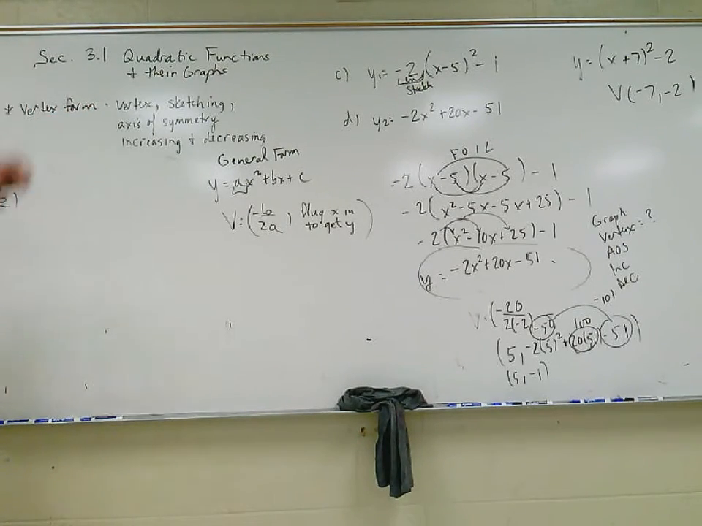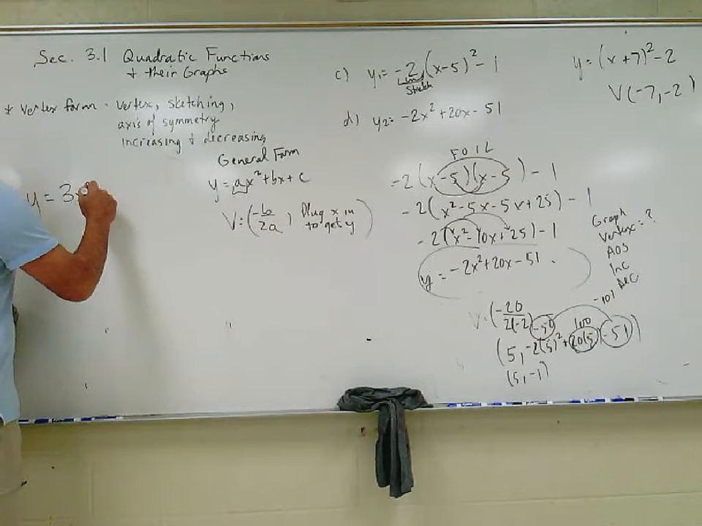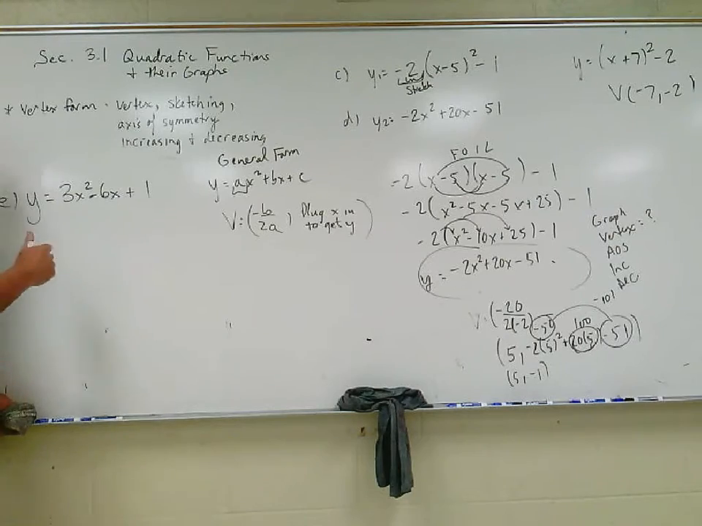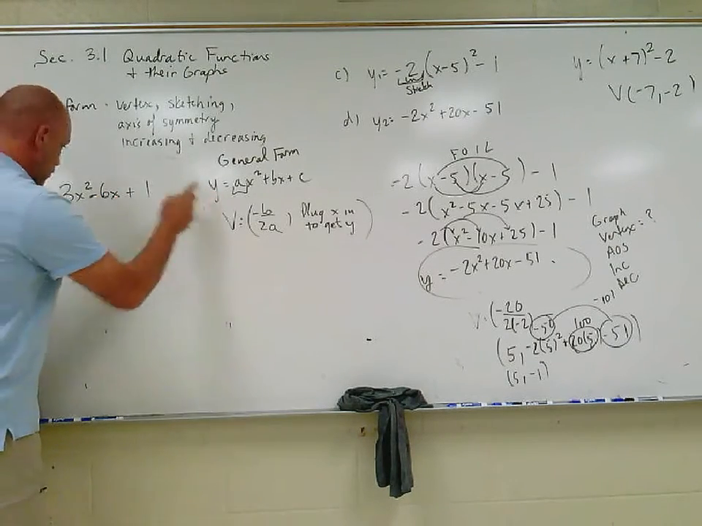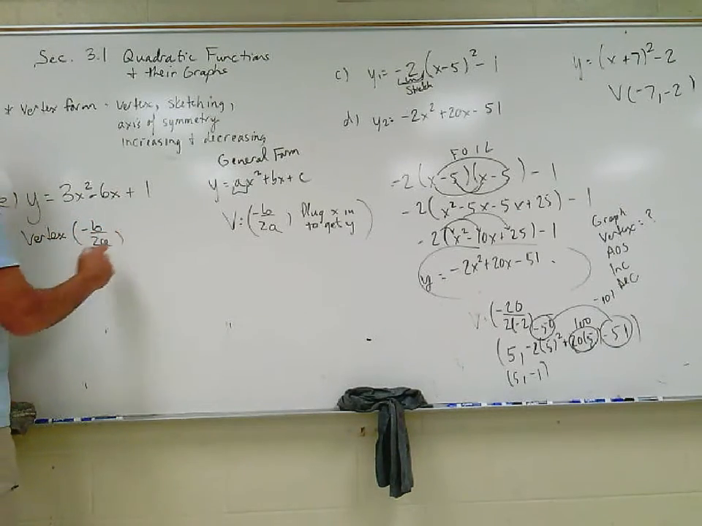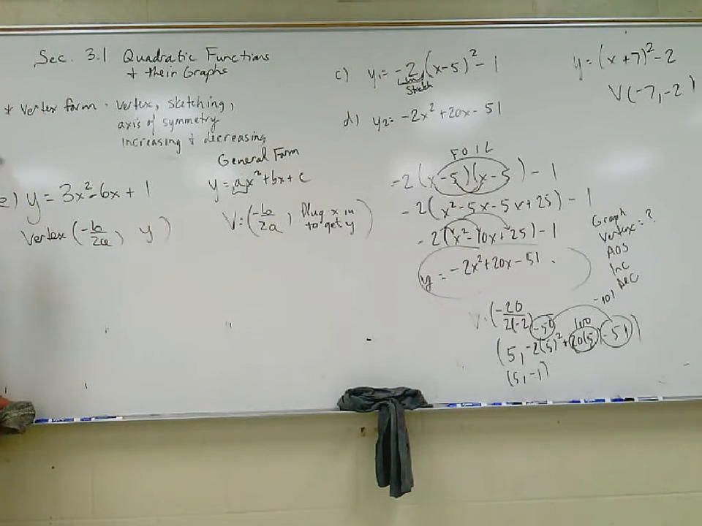I would probably find the vertex first. So let's say we have 3x squared minus 6x plus 1. So, notice it's in general form. So the first thing let's get the vertex. Don't forget it's negative b over 2a to get the x, and then plug in to get your y. Now, let me ask you this. Is it gonna open up or down? Up. And that 3 would actually make it a little skinnier, but don't worry, just do your best there. And then you should be able to graph it and do all the increasing, decreasing. So see if you can do that real quick.